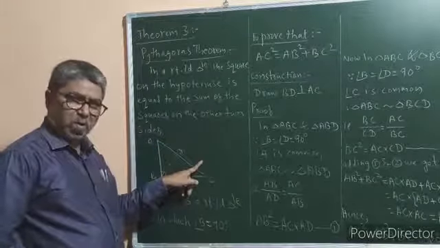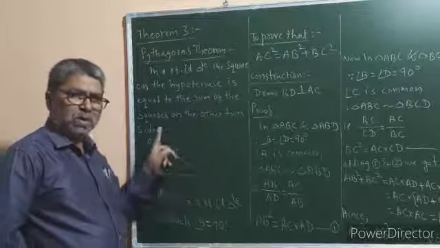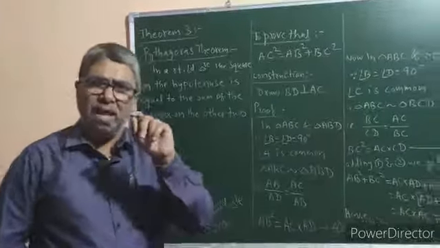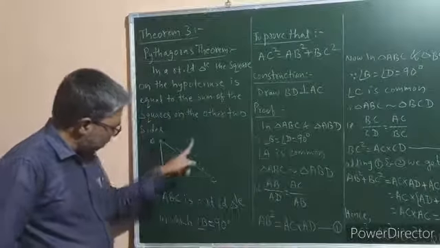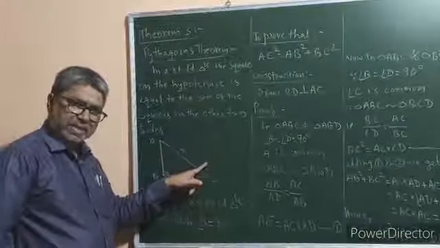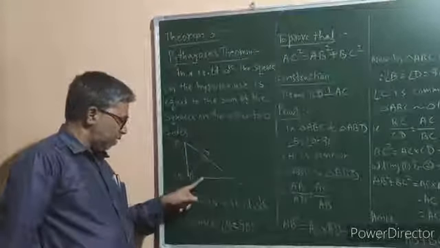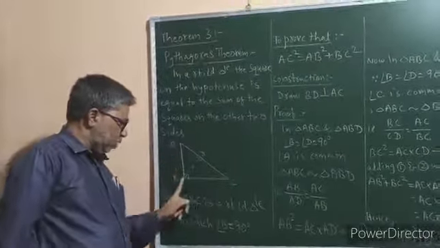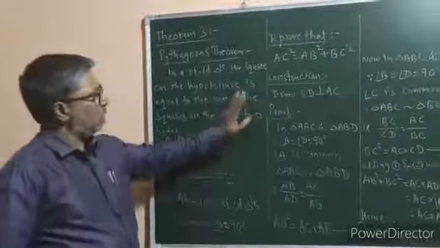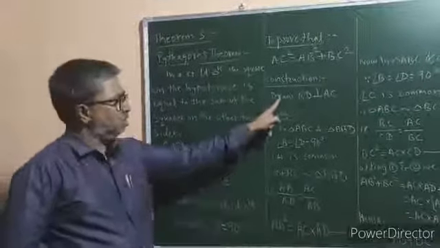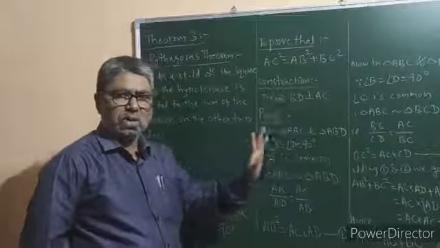AC is the hypotenuse. You know, in a right angle triangle, the side opposite to the right angle is called the hypotenuse. So hypotenuse square, that is AC square, is equal to the sum of the squares of the remaining two sides, that is AB square plus BC square. Now construction: draw BD perpendicular to AC.